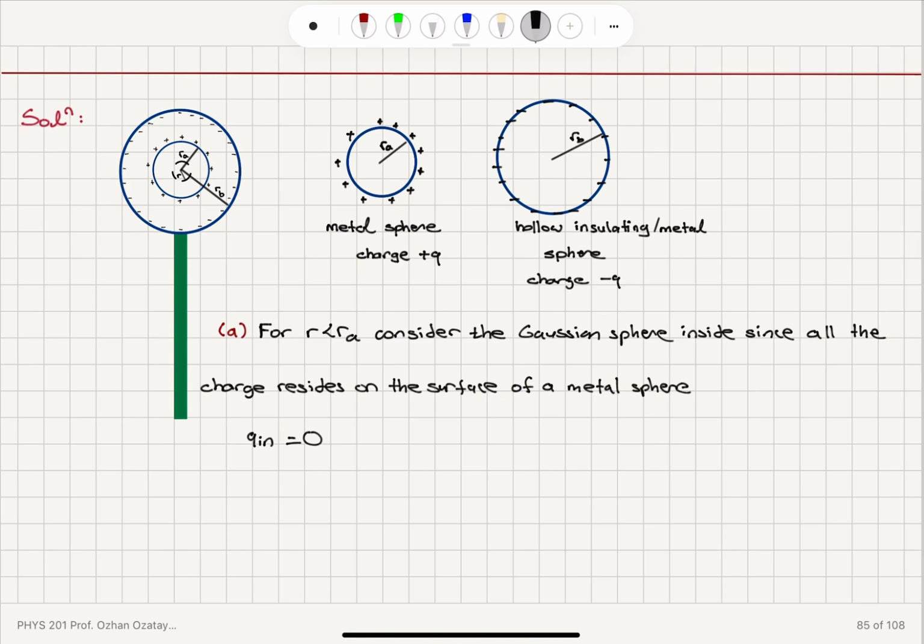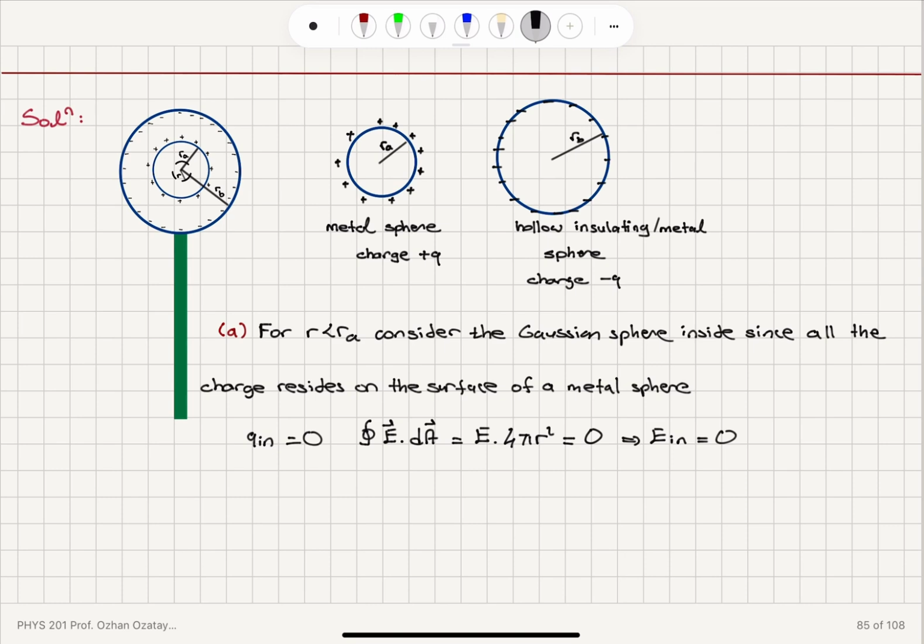And if I write Gauss's law, the closed surface integral of E dot dA, the electric field is only a function of radial distance r, and parallel to the area vector. The area is 4 pi r squared in the r hat direction. This is charge enclosed divided by epsilon 0, which is 0. So the electric field inside the metal sphere is 0.